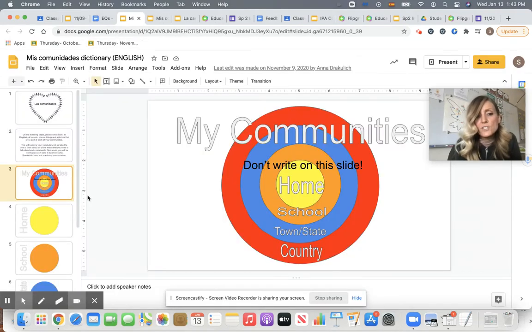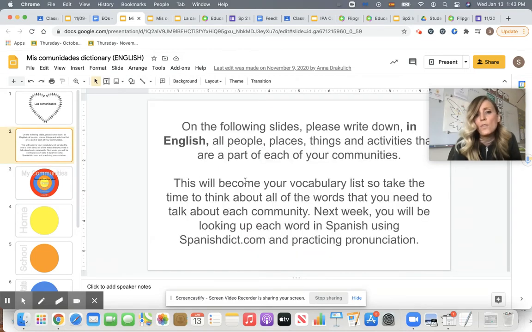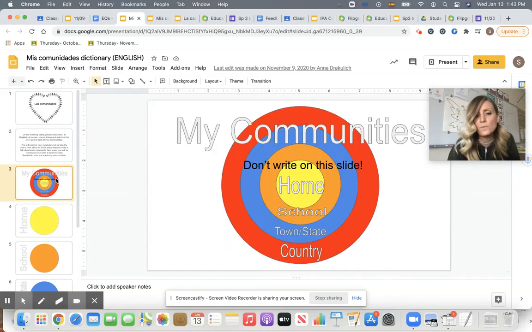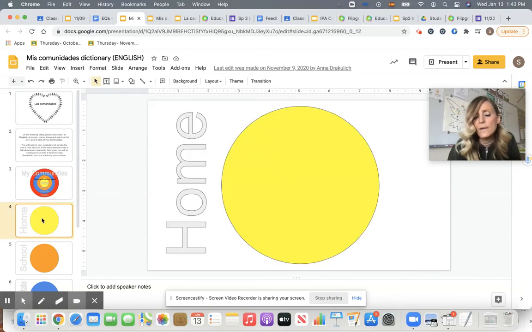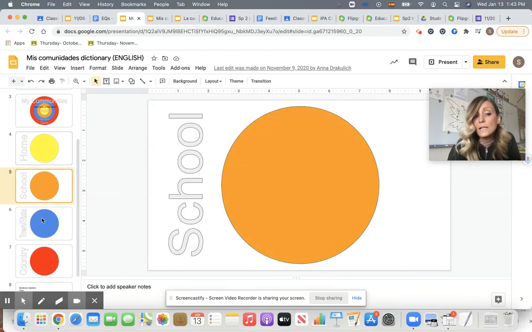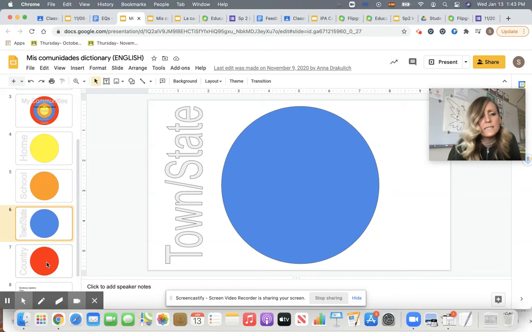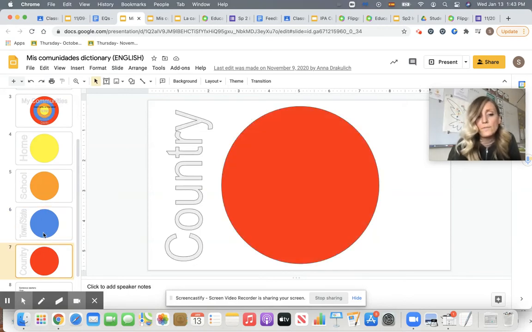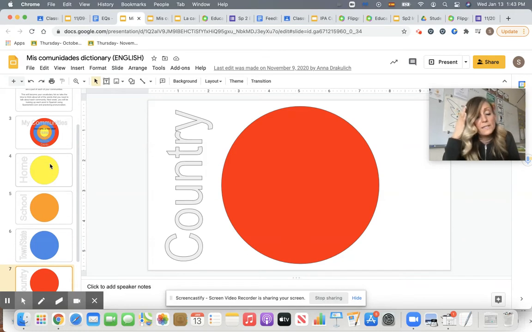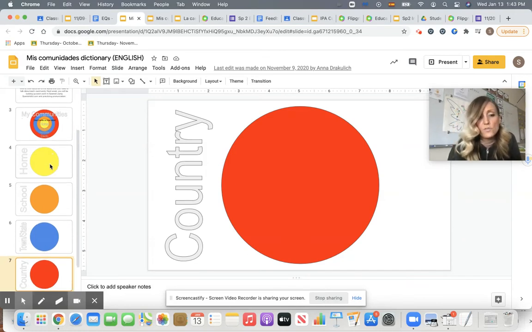So next, they jumped into their dictionaries. And so they had to think about people, places, things, and activities that are a part of each one of their communities. So here are our concentric circles, with home being our most central one and country being the one that surrounds it. And then they were able to go in and write in English any people, places, things, activities, objects that are a part of each one of these communities. And so they did this from Spanish 1 right through to Spanish 4.